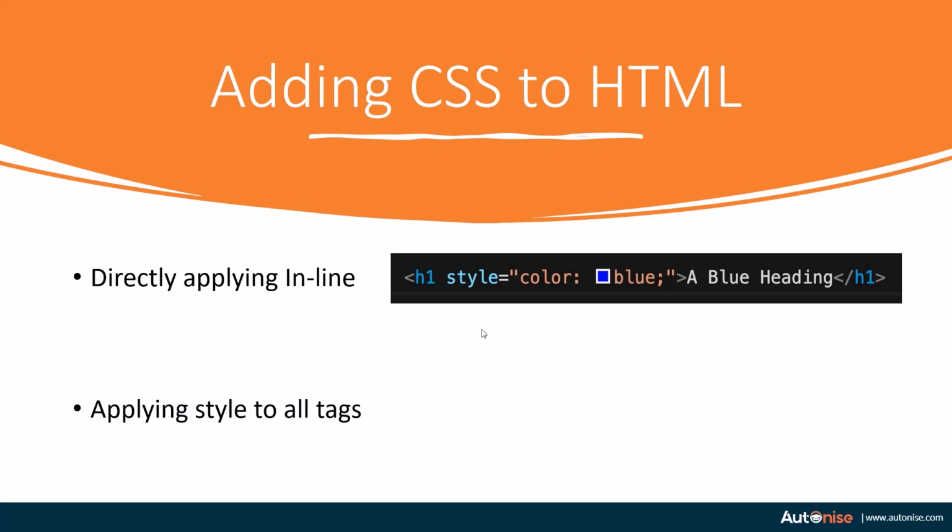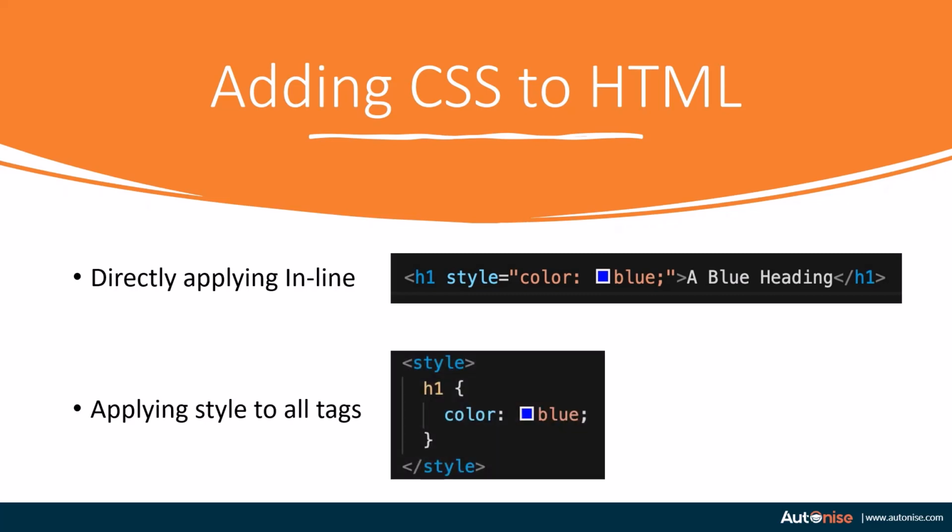Next, there is another way to apply CSS, which is by applying the style to all the tags. We just saw an example of this. To apply the same color to all h1 tags present in your web page, you can use the following code. Over here, you may notice that your tag must be the style tag, inside which you put the selector h1, then the corresponding property and the value. You can have multiple properties and values as well.